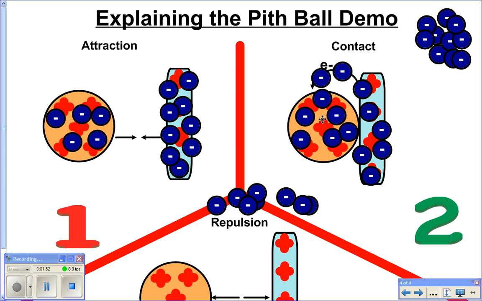All right. So the only way that we can get a neutral pith ball to suddenly repel from a negatively charged object is if the pith ball gets a charge that is the same as the rod. And the only way that can happen is if electrons are actually physically transferred to the pith ball on contact.